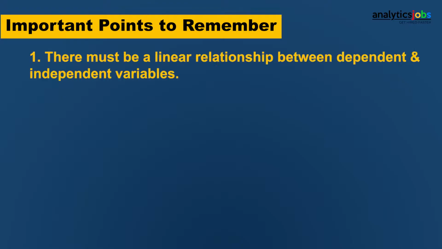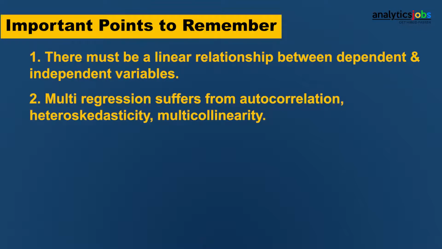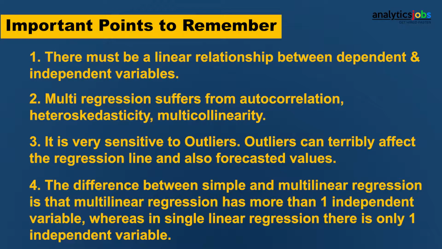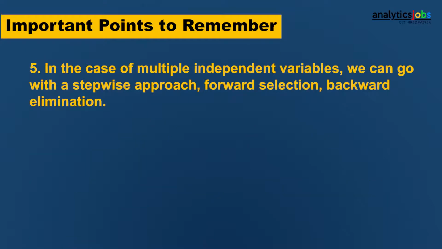Now, important points to remember in linear regression are: there must be a linear relationship between dependent and independent variables. Multi-regression suffers from autocorrelation, heteroscedasticity, and multicollinearity. It is very sensitive to outliers. Outliers can terribly affect the regression line and also forecasted values. The difference between simple and multilinear regression is that multilinear regression has more than one independent variable, whereas in simple linear regression, there is only one independent variable. In the case of multiple independent variables, we can go with a stepwise approach: forward selection and backward elimination.